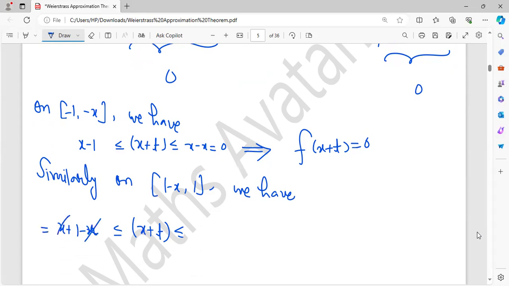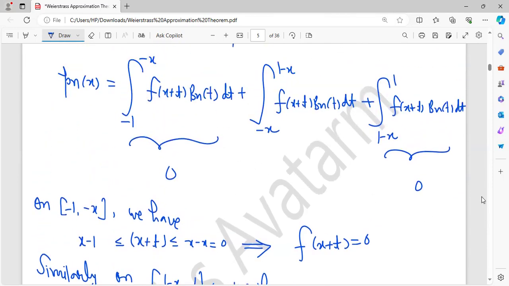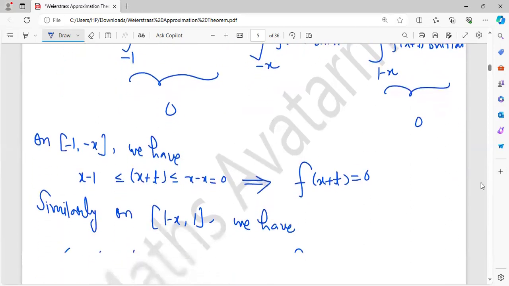This is 1. And what about x plus 1? Its lower bound is 1. Outside, for all values of x greater than 1, my f(x) is 0, but x plus t is also greater than 1. So this implies f(x plus t) is 0 on this subinterval from -1 to... That is why this part is also 0. Okay, these two integrals become 0. So what did I get?